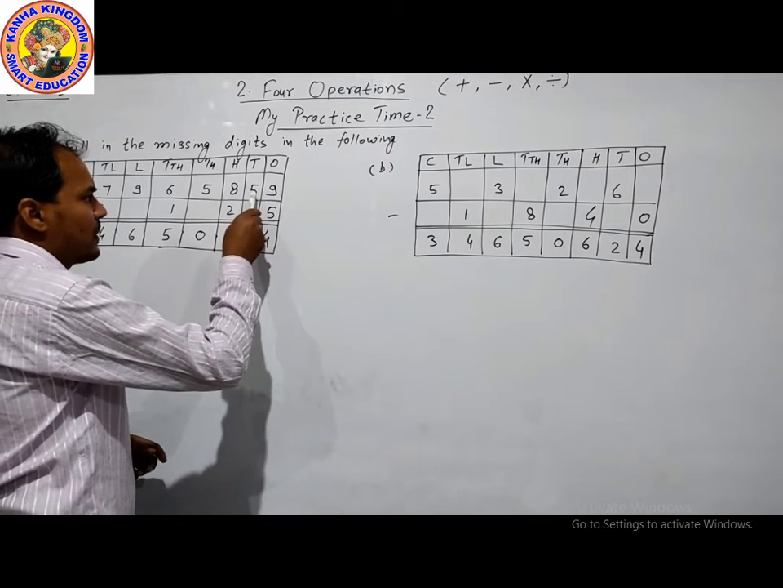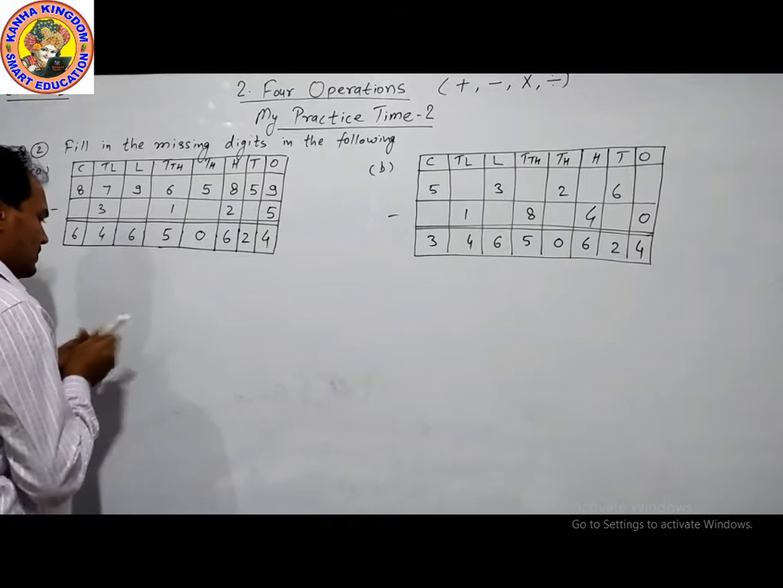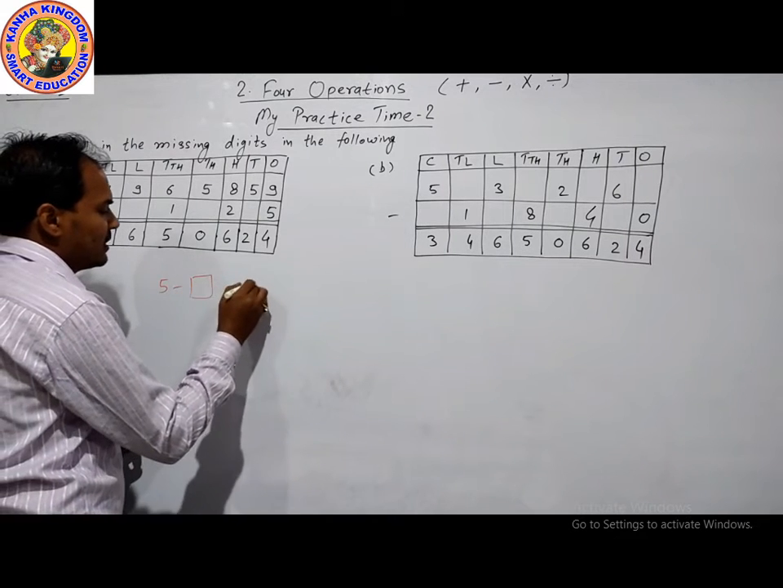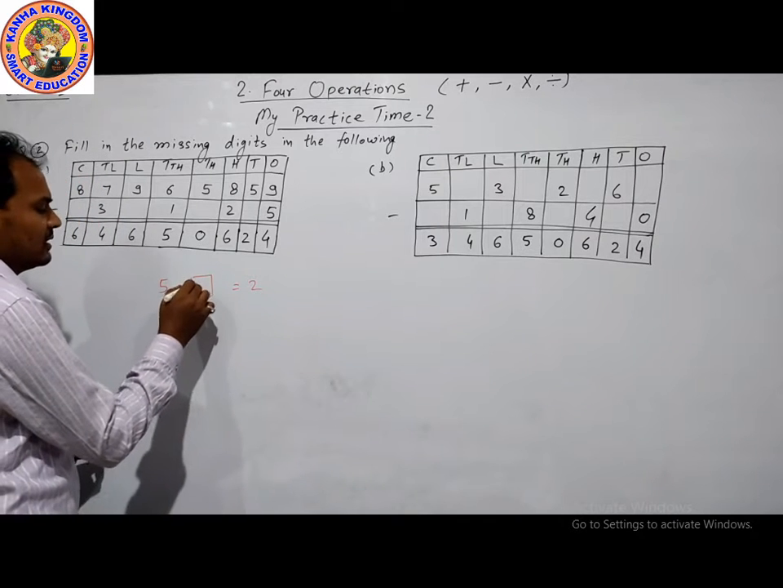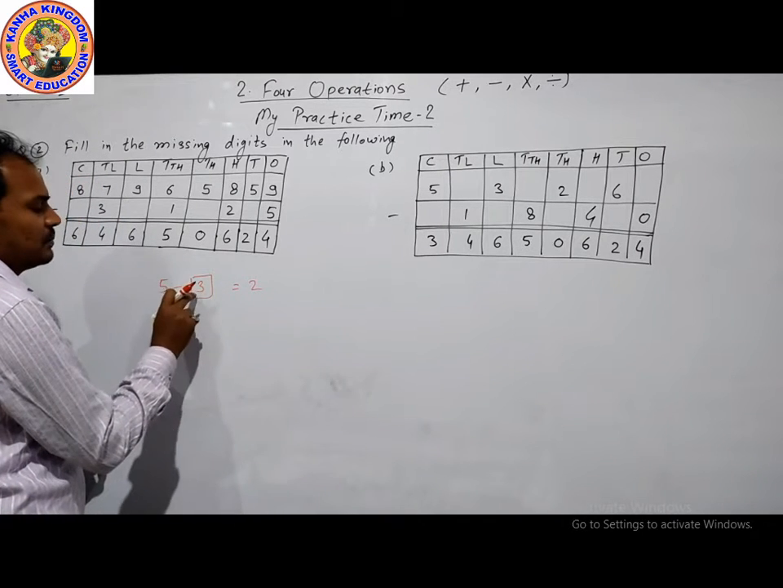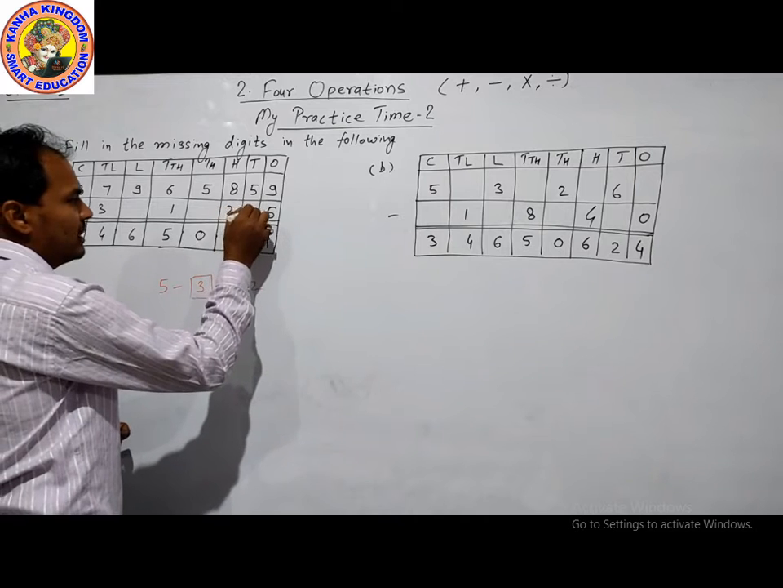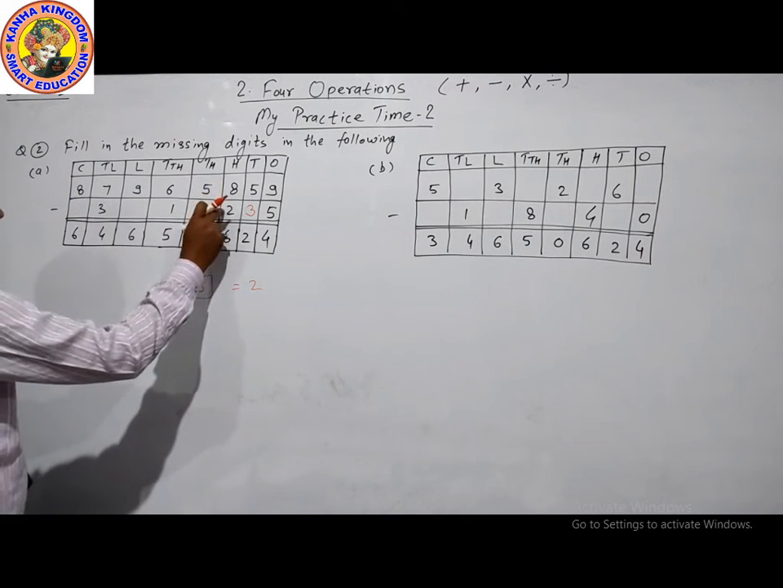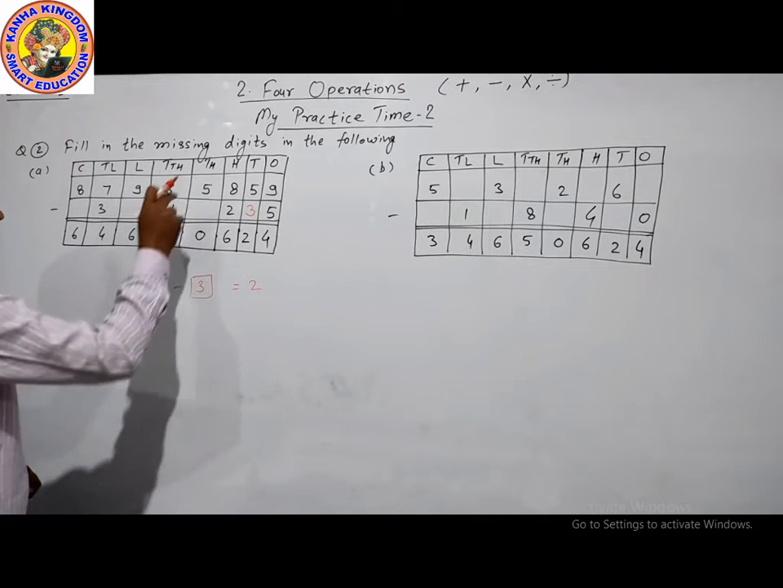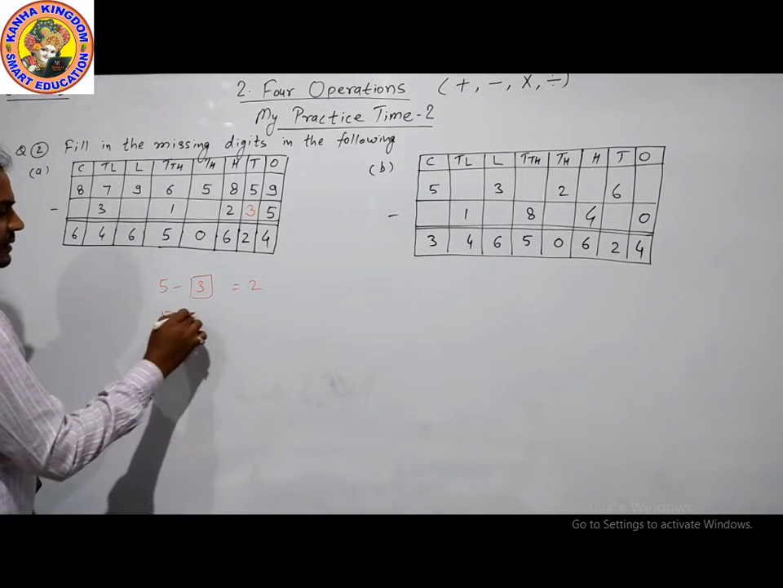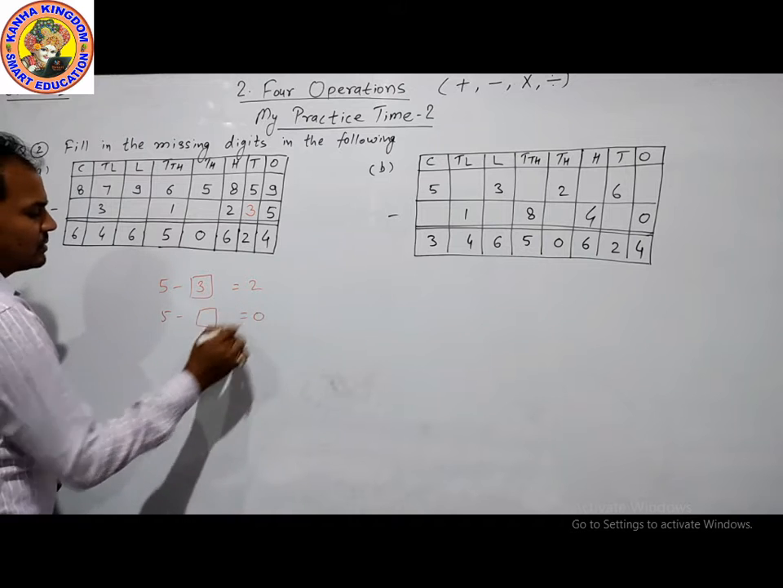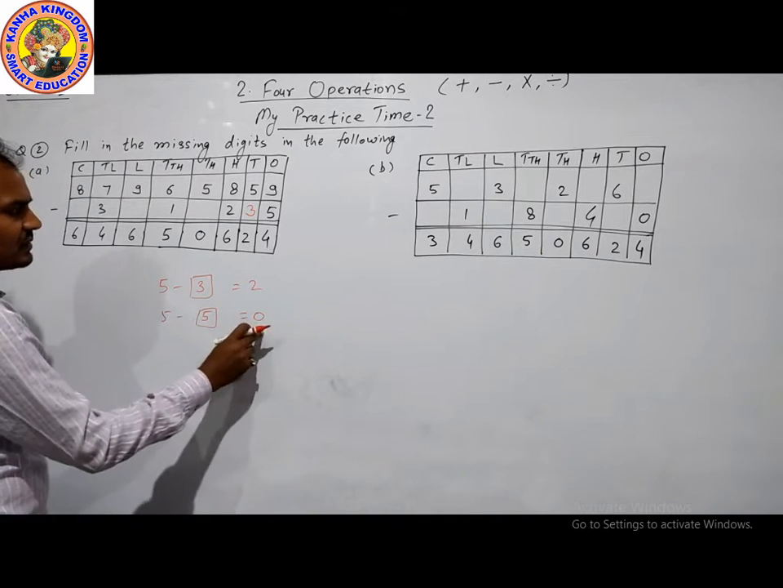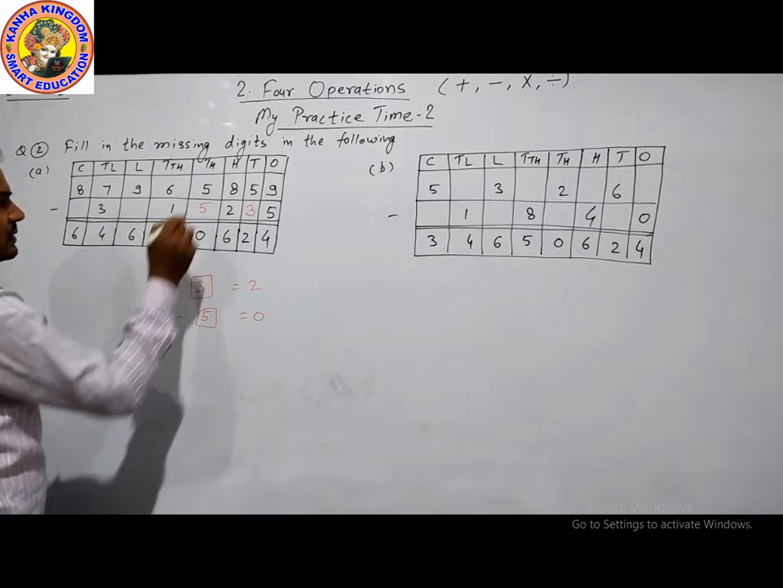Now second one, 5 minus something is equal to 2. How to subtract? We will subtract 3. 5 minus 3 is equal to 2. So here is 3. 8 minus 2, 6. 5 minus something is equal to 0. We will subtract 5. 5 minus 5 is equal to 0. So here is 5.